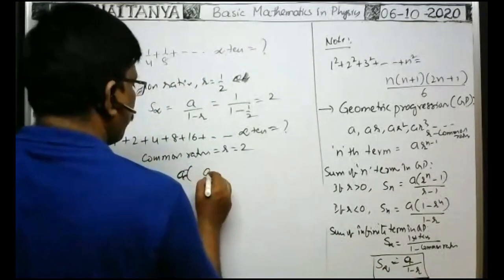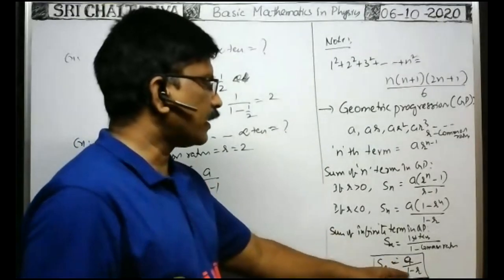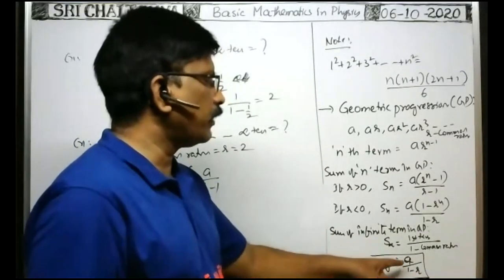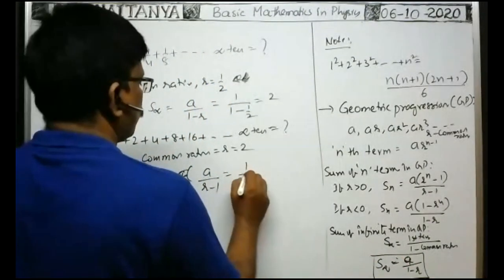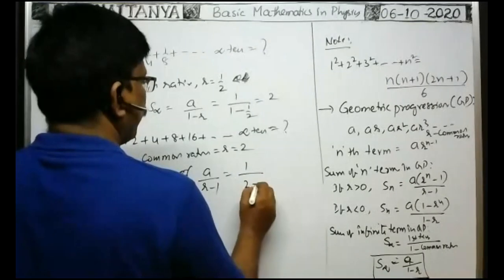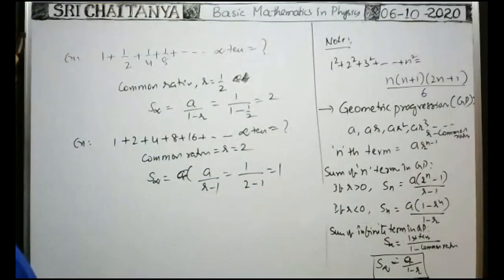Sorry, a by r minus 1 we have to write, because if r is less than 1, then we have to write 1 minus r. If r is greater than 1, we have to write r minus 1. So a by r minus 1. A means first term by r minus 1, 2 minus 1. That is equal to 1. So sum of infinite terms.